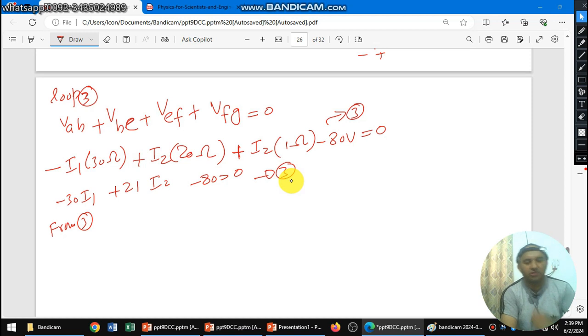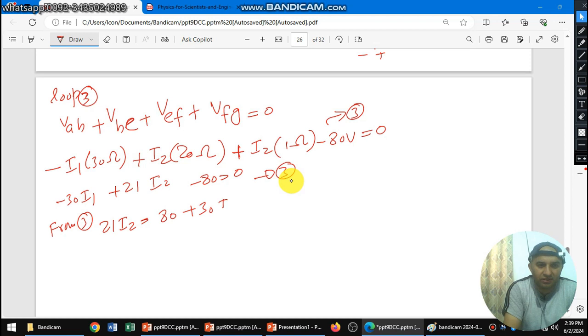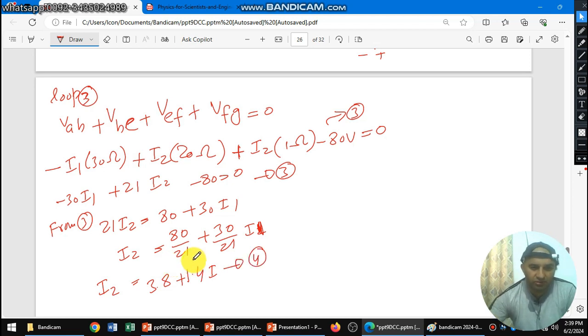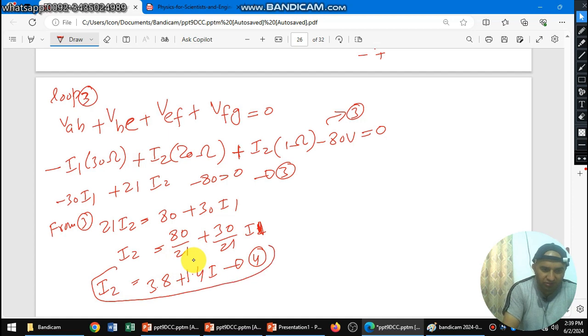we find I2 in terms of I1. So 21 I2 is equal to 80 plus 30 I1, so I2 is equal to 80 over 21 plus 30 over 21 I1. 80 over 21 gives us 3.8, plus 1.4 I1. So this is equation number 4. So I2 is equation number 4.